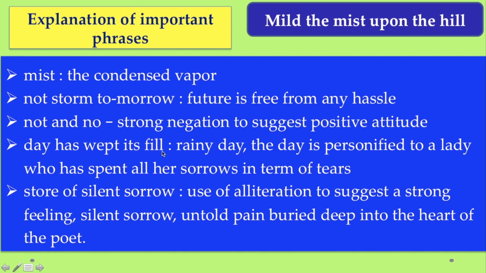Day has wept its fill. That means a rainy day. The day is personified as a lady who has spent all her sorrows in terms of care. To its fill means all, everything. Okay. Store of silent sorrows. That means here there is a use of alliteration, as I have told you. When the consonant sounds are repeated in a sentence, it is called alliteration. And here you find the S sound is repeated: store, silent, and sorrow, to suggest a strong feeling of silent sorrow, untold pain buried deep in the heart of the poet.